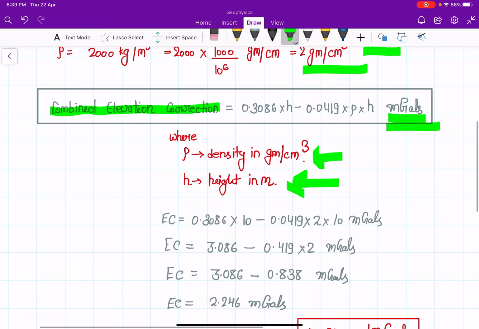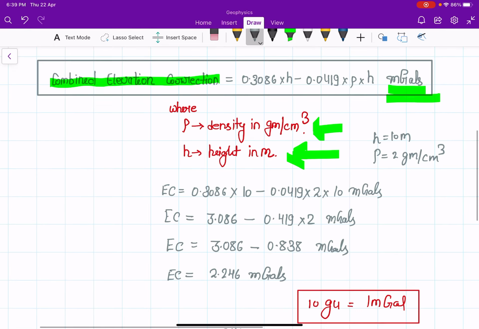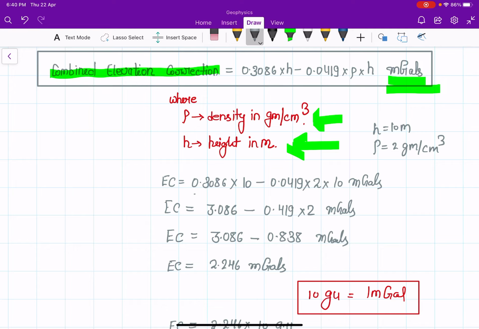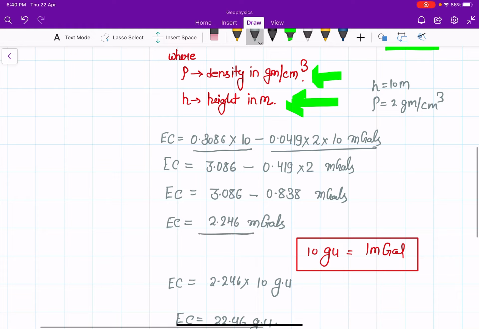So by putting the value of h, that is 10 meter, and the value of rho, which is 2 gram per centimeter cube, you will get 0.3086 into 10 minus 0.0419 into 2 into 10. After simplifying, you will get EC, that is combined elevation correction, is 2.246 milligauss.